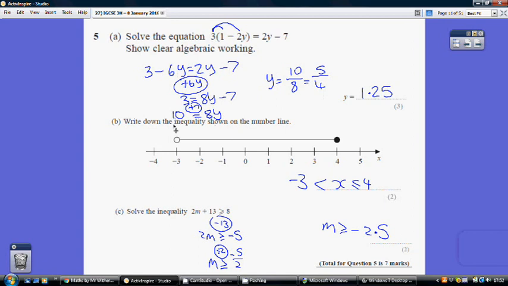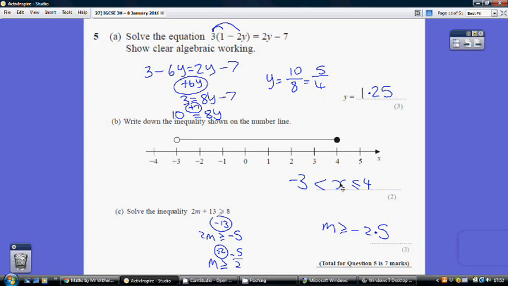Now for part B, we've got to write down the inequalities shown on the number line here. Well, we can see that x is between 4 and minus 3, hence the 4 and minus 3. Now you've got to be very careful about these dots. The filled in one includes the value of 4. So that's why x is less than or equal to 4. Whereas over here, the non-filled in one does not include minus 3. So that's why it just says x is greater than minus 3.